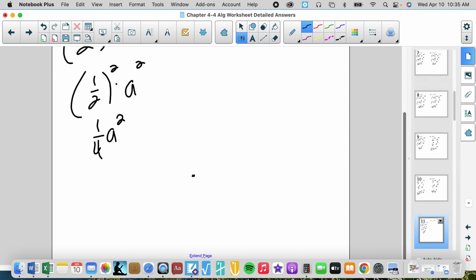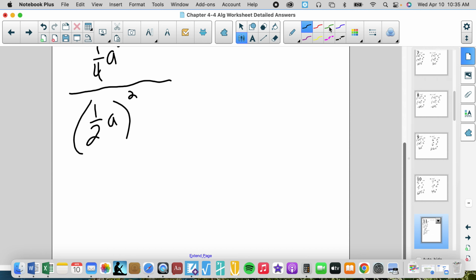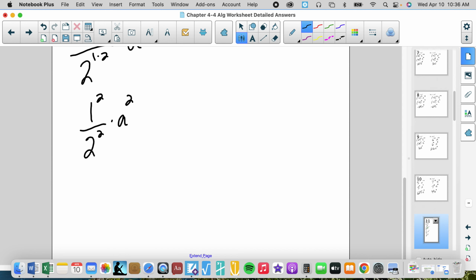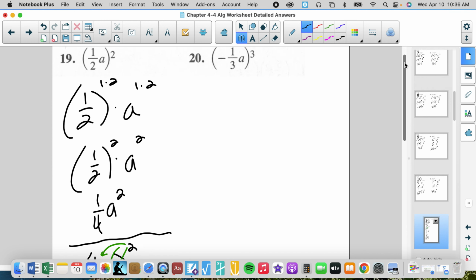Here's another way you could do this problem. We talked about distributing into 1/2 a to the second. We can distribute to each of these, and that's not a bad way. It is 1 to the 1 times 2 over 2 to the 1 times 2 times a to the 1 times 2. So we get 1 to the second over 2 to the second times a to the second. 1 to the second is 1, 2 to the second is 4, a to the second. So both ways are fine. I'm okay with either technique.